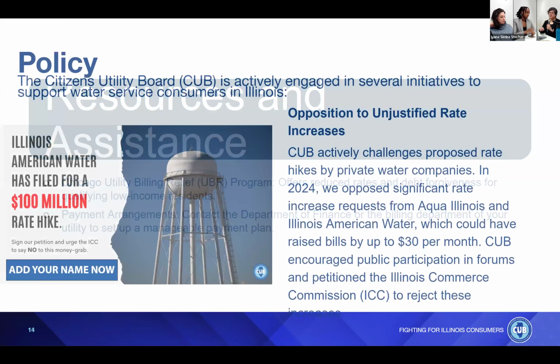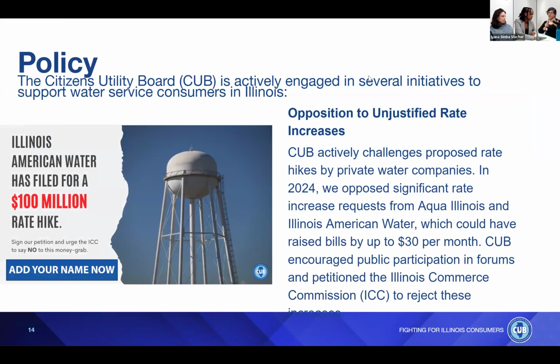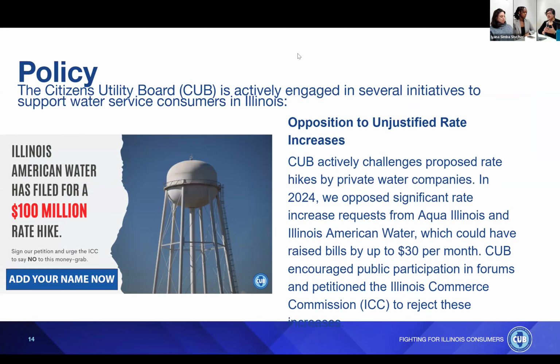And in terms of policy, this is what I can speak of regarding the work that we do as CUB. CUB opposes unjustified rate increases. We challenged a proposed rate hike last year from Aqua Illinois and Illinois American Water to increase the rates. Unfortunately, the rate hike was approved, but not to the extent of what they were asking. So it was reduced, because otherwise, bills for some municipalities would have increased by $30 per month.